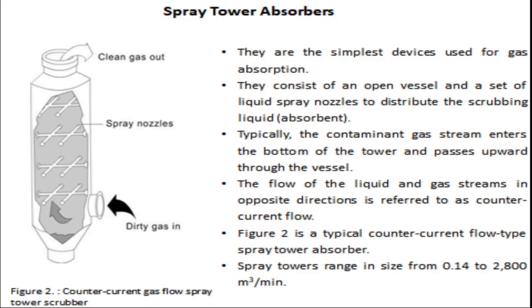These are the simplest devices, consisting of an open vessel with a lot of spray nozzles distributed evenly. The gas stream, as I mentioned, comes from the bottom and moves up, because gases are lighter and move upward. The liquid and gas streams flow in opposite directions, referred to as countercurrent flow, and for spray towers the gas flow range that can be handled is 0.14 to 2800 meter cube per minute.